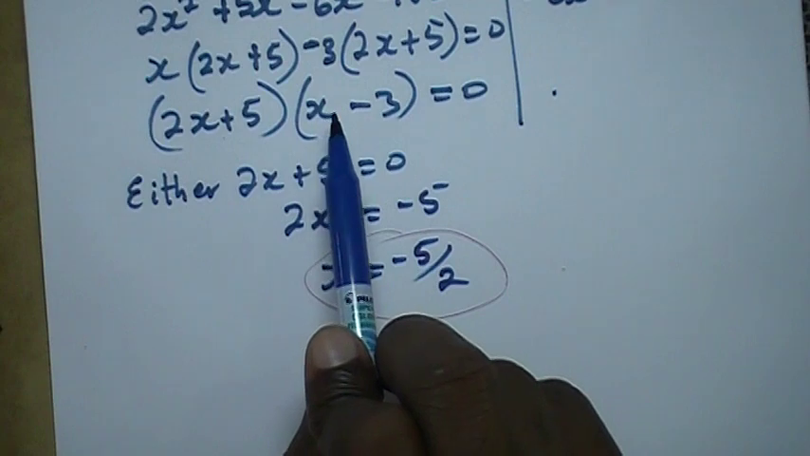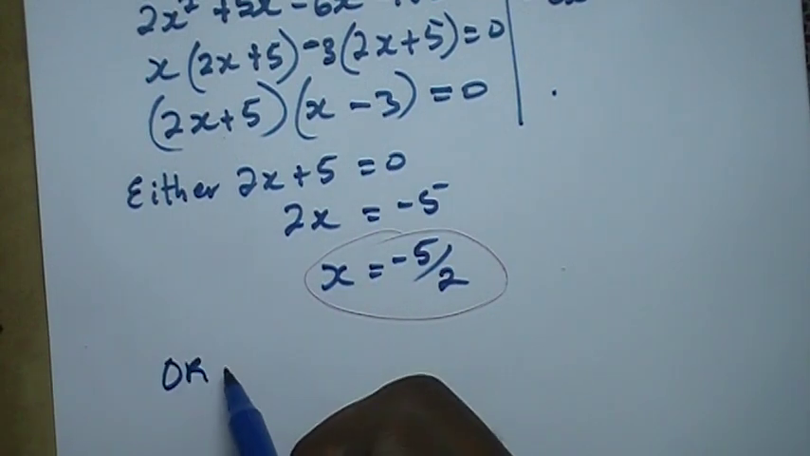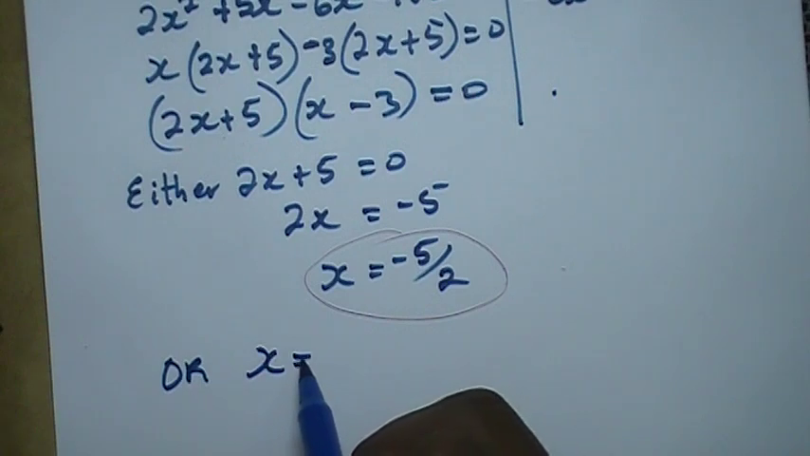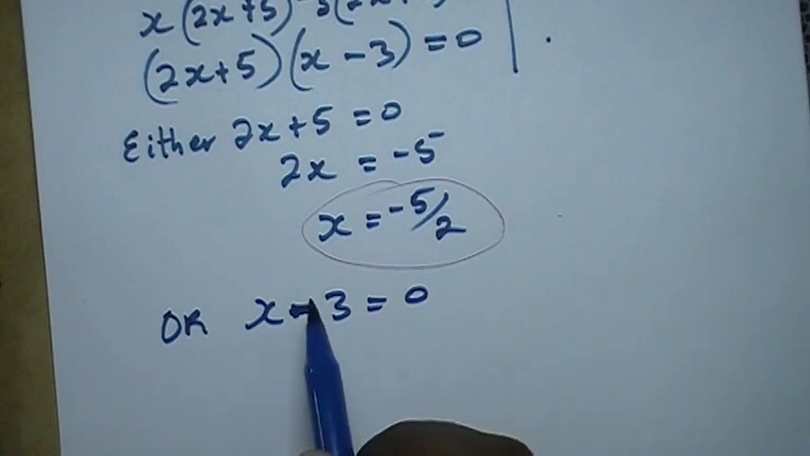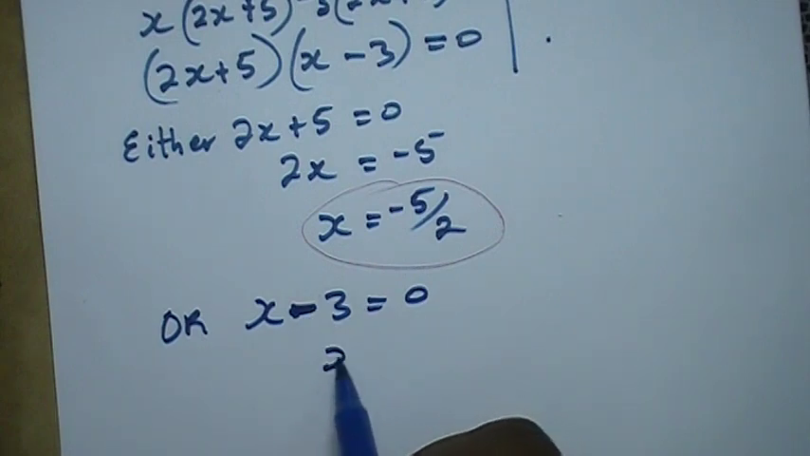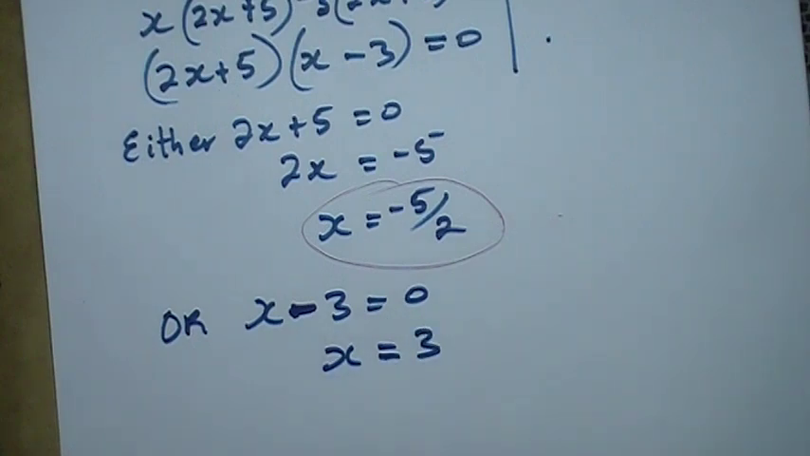The next part is x minus 3. As we say, this could also be equal to 0. x minus 3 equals 0. We're going to add 3 to both sides to get rid of this negative 3. And we're going to have x equal 3. So we added 3 to both sides. So that's the second part of the solution.